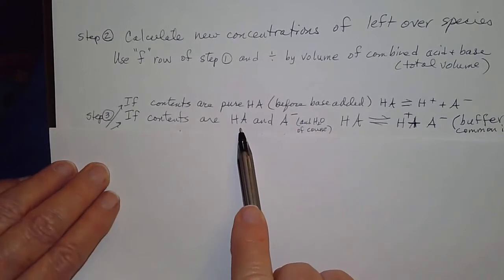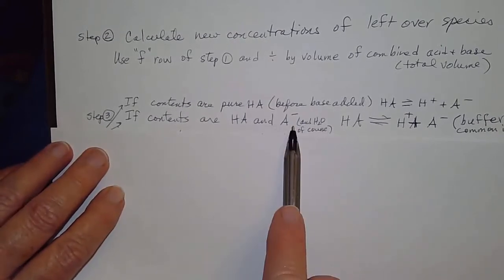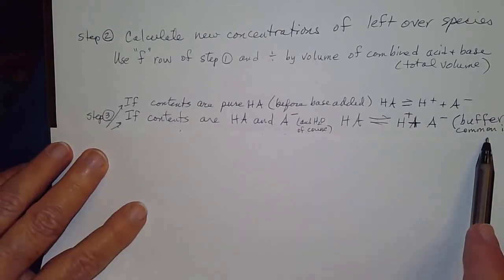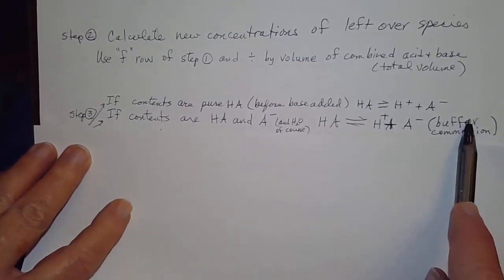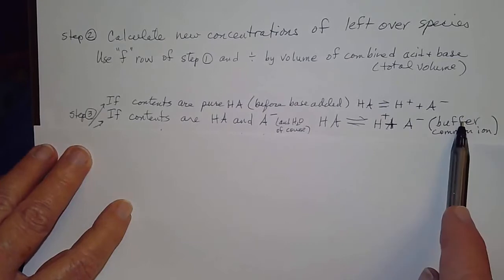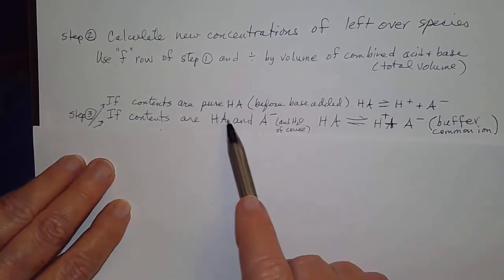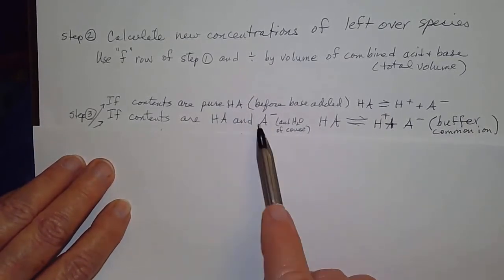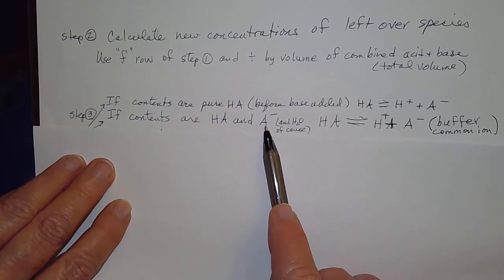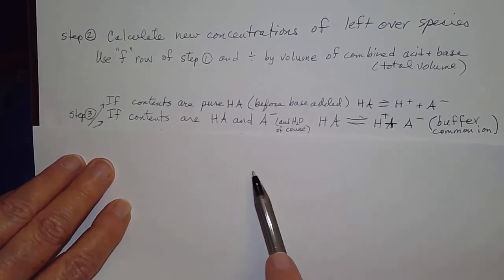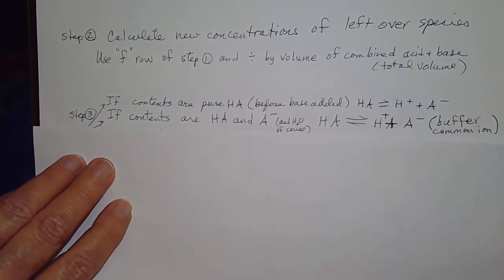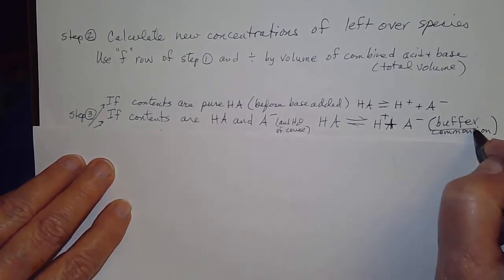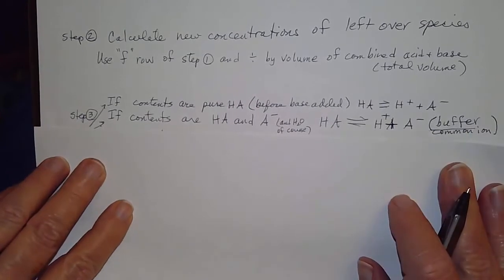So here we go. HA and A minus, its conjugate base, are left over. So we know we've created a buffer. The common ion is called a buffer when it deals with a weak acid and its conjugate base, or a weak base and its conjugate acid. When you have conjugate acid-base pairs, it's given that special term, buffer. Okay. All right.